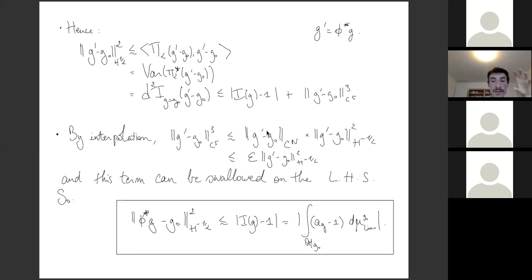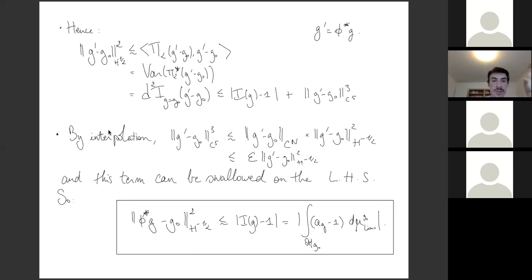And I assume that this term here is small enough, so it's smaller than epsilon, and I take epsilon small enough. Then what I get is that this term is less than epsilon times ||G' - G0||² in H^{-1/2}, which is precisely the term that I have on the left-hand side. And then what you can do now is swallow this term, which was on the right-hand side, here on the left-hand side.